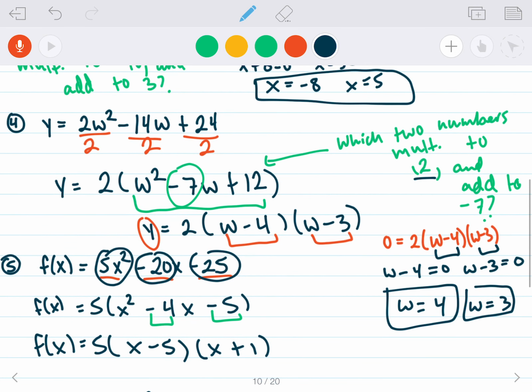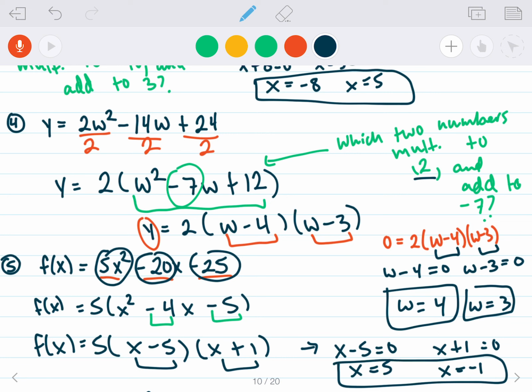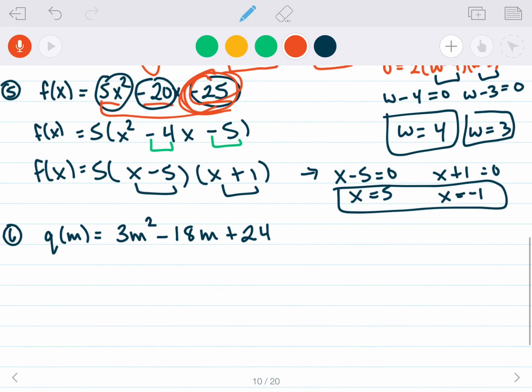All right, now that it's all factored, we can set the factors equal to 0, solve for x. So we get x minus 5 equals 0, x plus 1 equals 0. Therefore, x equals 5 and x equals negative 1. And those are our x-intercepts, or the place where the function is going to cross the x-axis. This is in standard form, so this also tells us that our y-intercept is negative 25. Nice little tidbit there. All right, let's do one more.